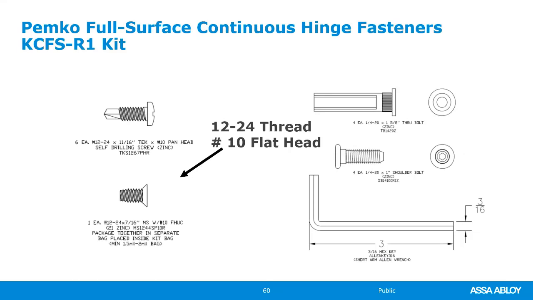Okay, this is the fastening kit that comes with the Pemko full surface hinges. The full mortise hinges come with two bags of machine screws. But these are not screws that you can go get at any hardware store, because look at it, it has the 12-24 thread. However, the head is not a size 12. The head is a size 10. These are specially made screws for the Pemko hinges. We have the self-tapping screws. And also, if you look to the right, the through bolts, we will get four through bolts that will mount on the door side through the door.